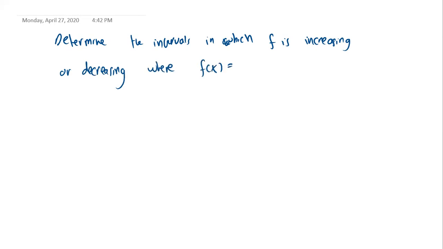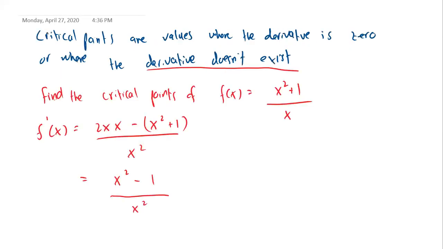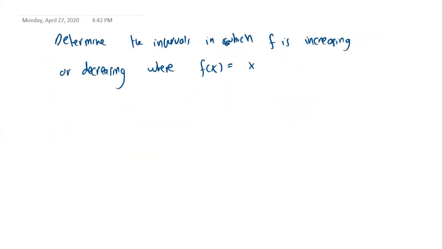So f of x was x squared plus 1 over x. And the interval, I didn't write it in the previous example, but if I don't write an interval, it means all real numbers, right? So the interval is all real numbers. So when you do something like this, as I mentioned, it's a question of where the derivative is positive or where the derivative is negative. So what was the process to do something like this?